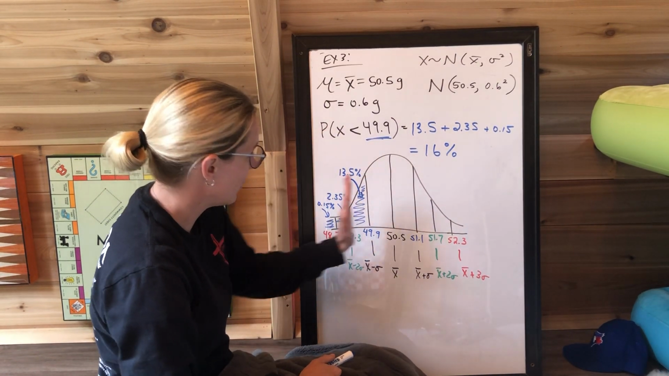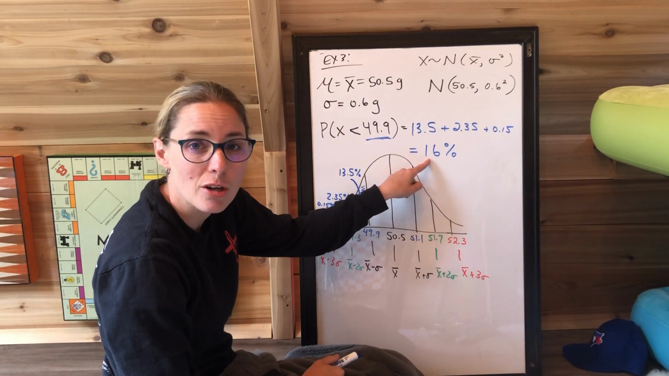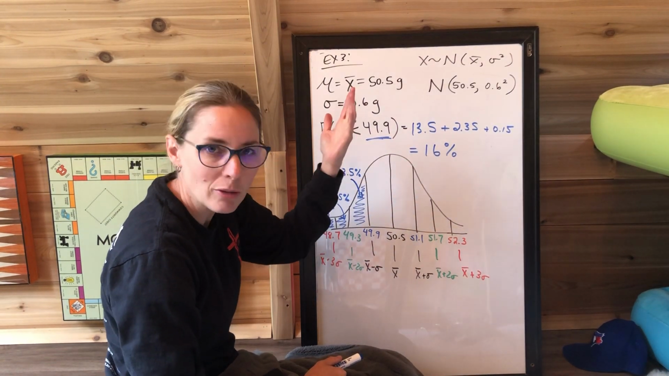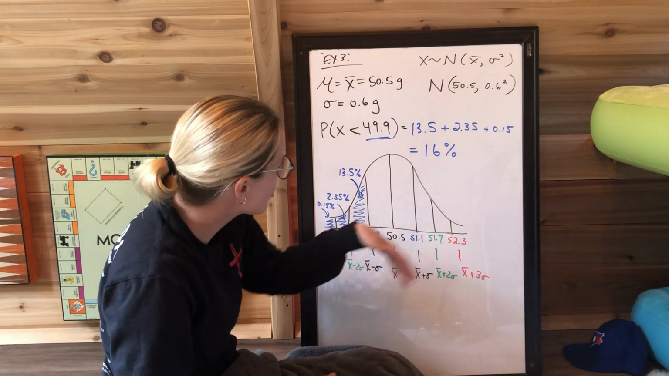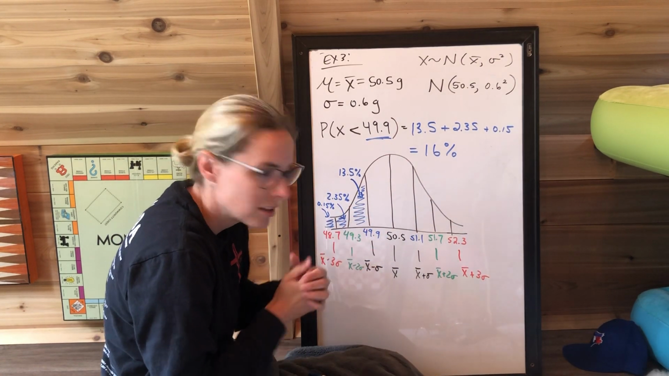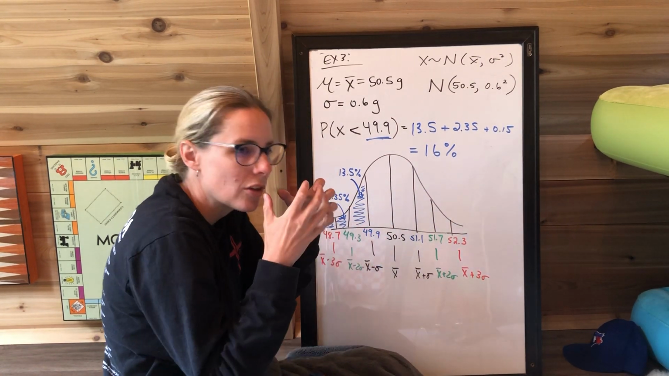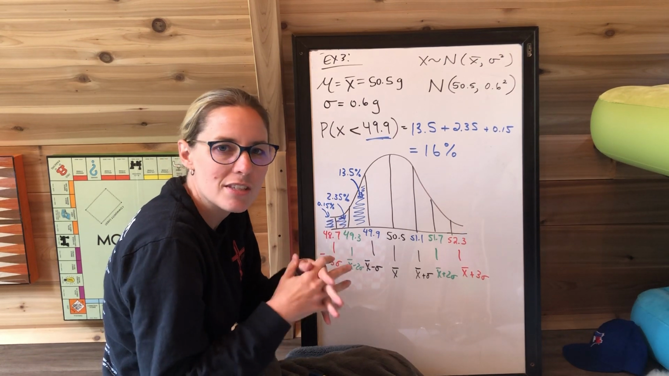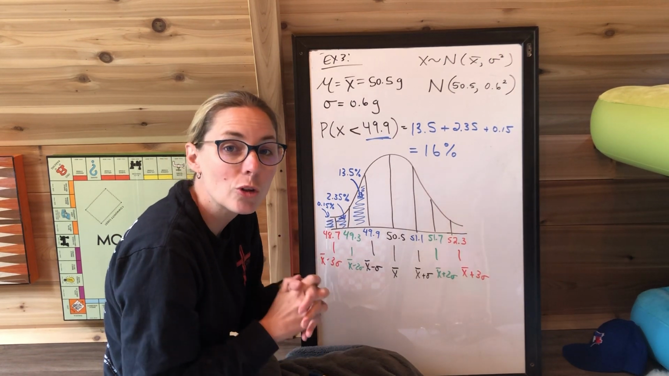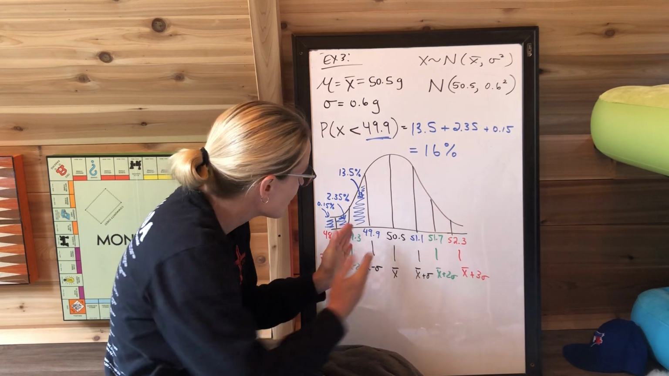So this company would not be able to sell those. 16% is a huge number. What do they do with them? Throw them out? I have no idea. They'd want to adjust that to make sure it's more consistent. That was the whole idea. The definition of standard deviation was that the smaller the number is, the more consistent it is.